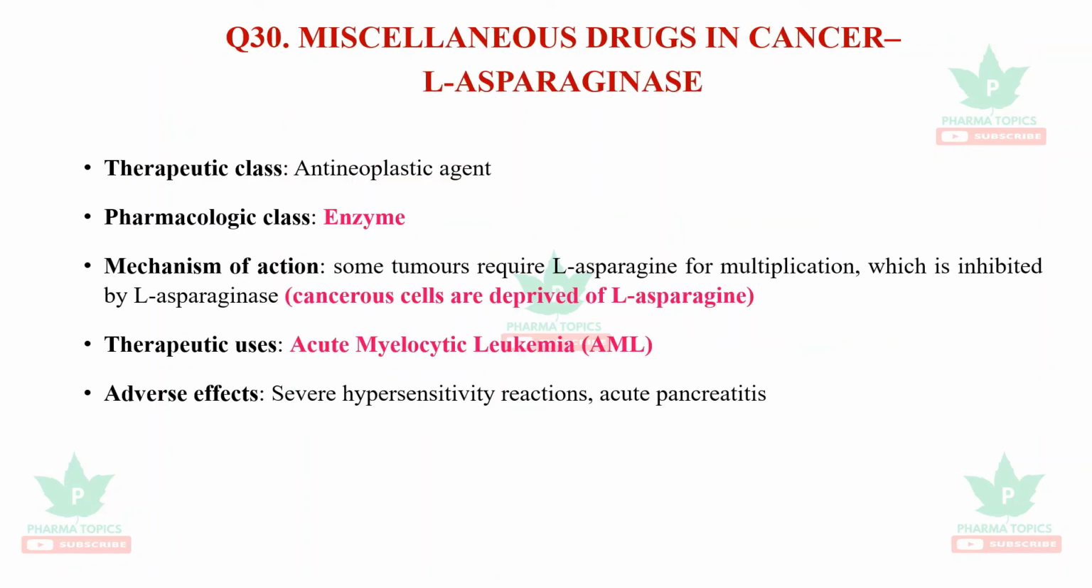Question number 30 is L-asparaginase. It is an enzyme which is used as an antineoplastic agent. Some tumors require L-asparagine for their multiplication. The cells are deprived by this enzyme. It breaks down the L-asparagine and makes the cancerous cells deprived of L-asparagine. It's used in treatment of acute myelocytic leukemia. Adverse effects include severe hypersensitivity reactions and acute pancreatitis.